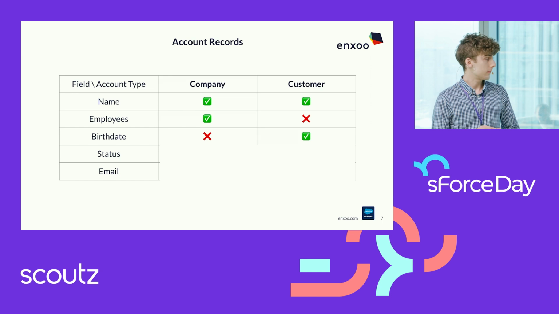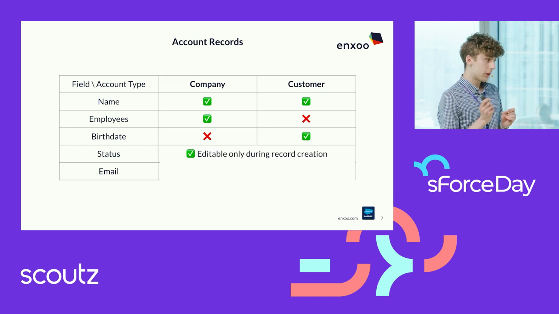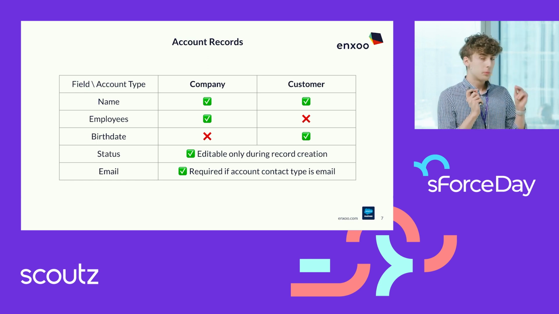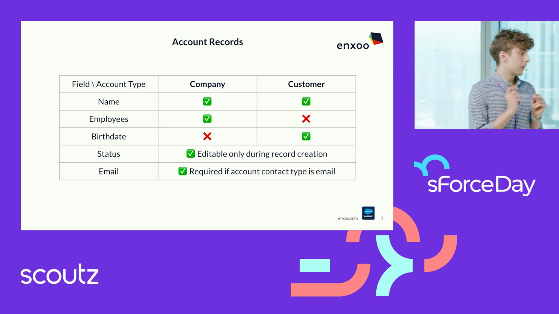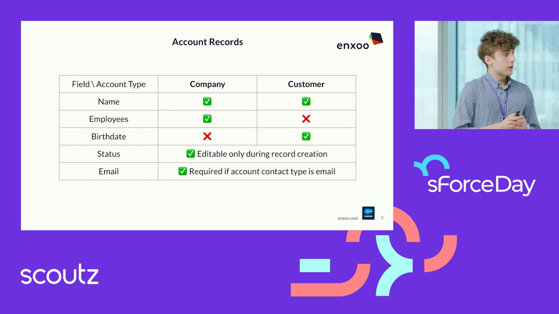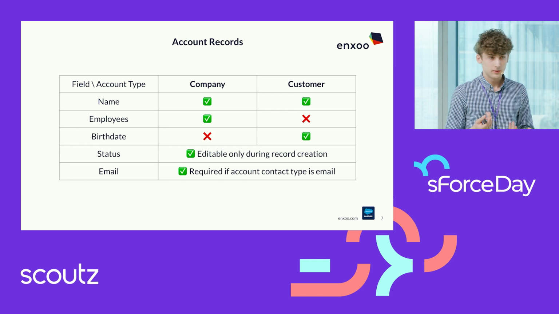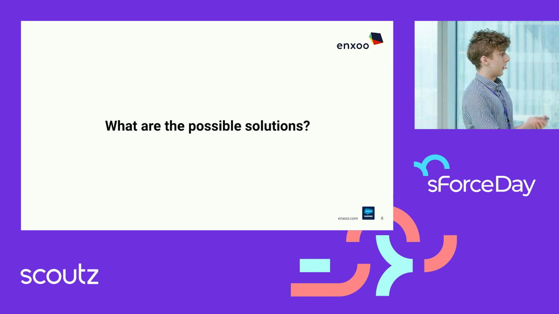The status field should be visible on both types, but with some logic, that it should be editable only during record creation. And the last one, also visible on both types, but with logic that it will be required if the contact type is equal to email. So as you can see, here's some logic. We want to hide something, we want to show something, we want to change the required or editable behavior. So how can we do this? What are the possible solutions?